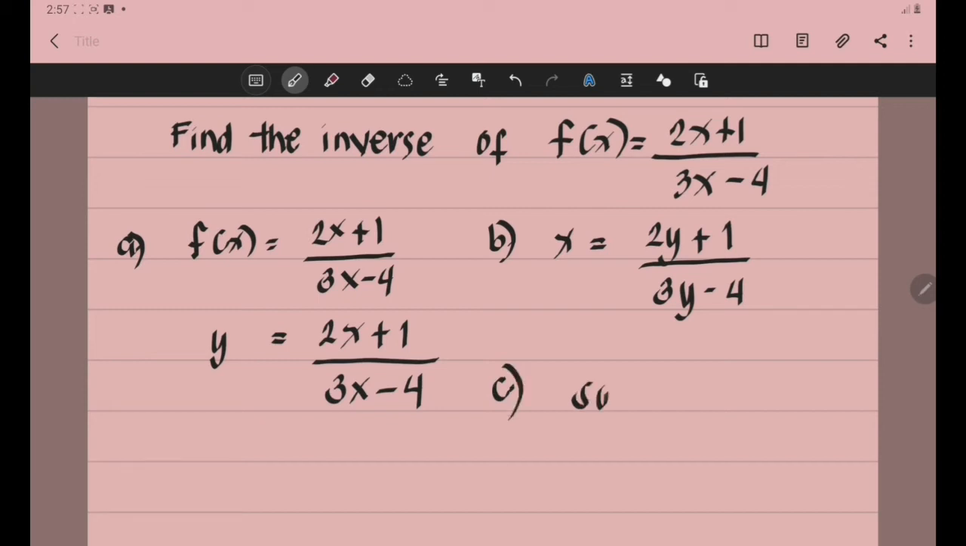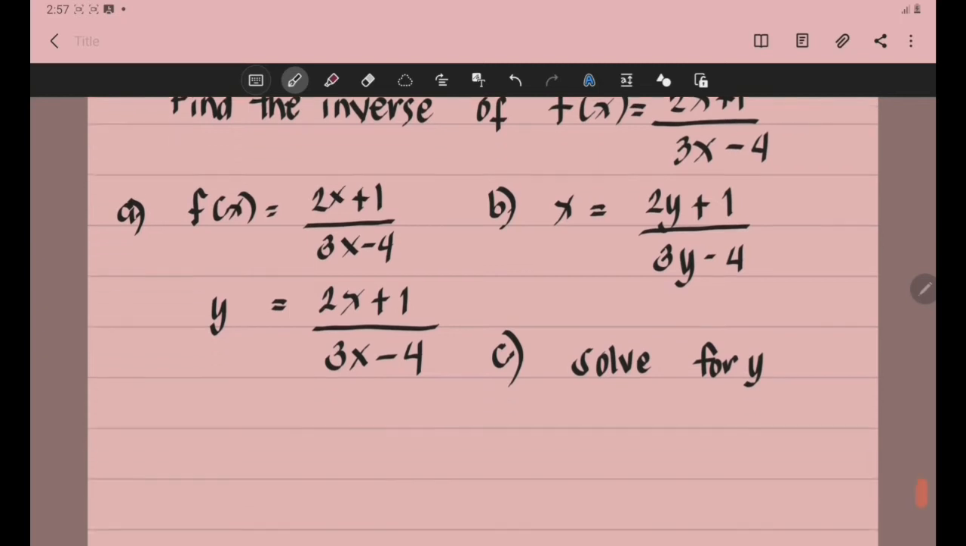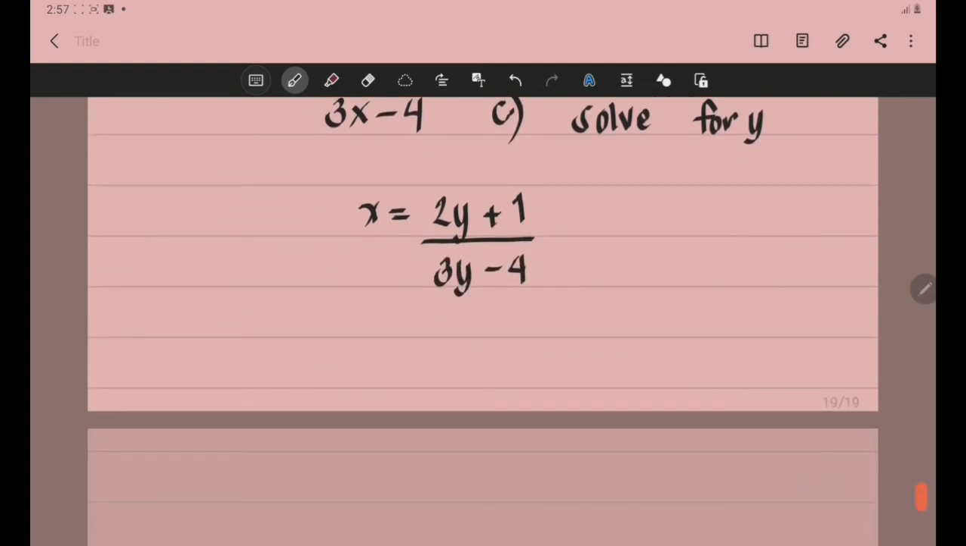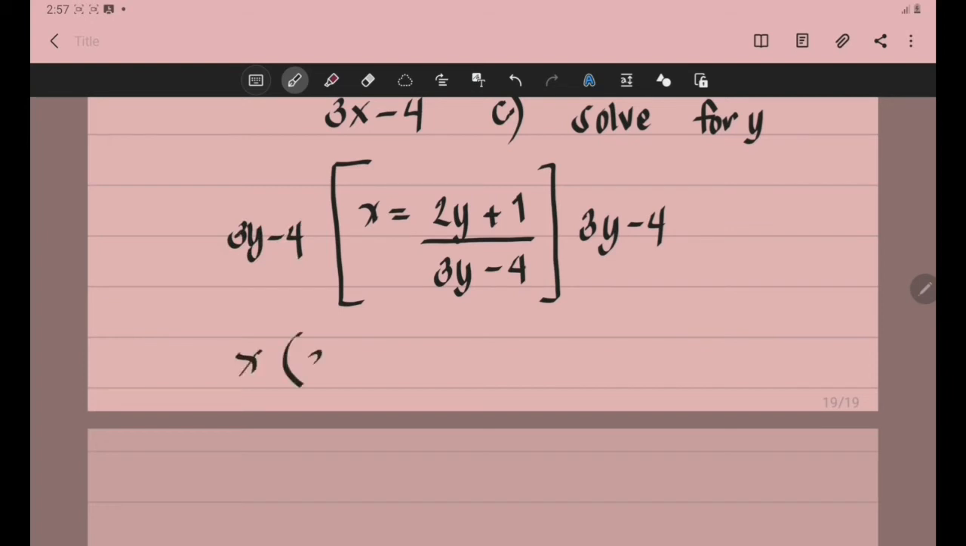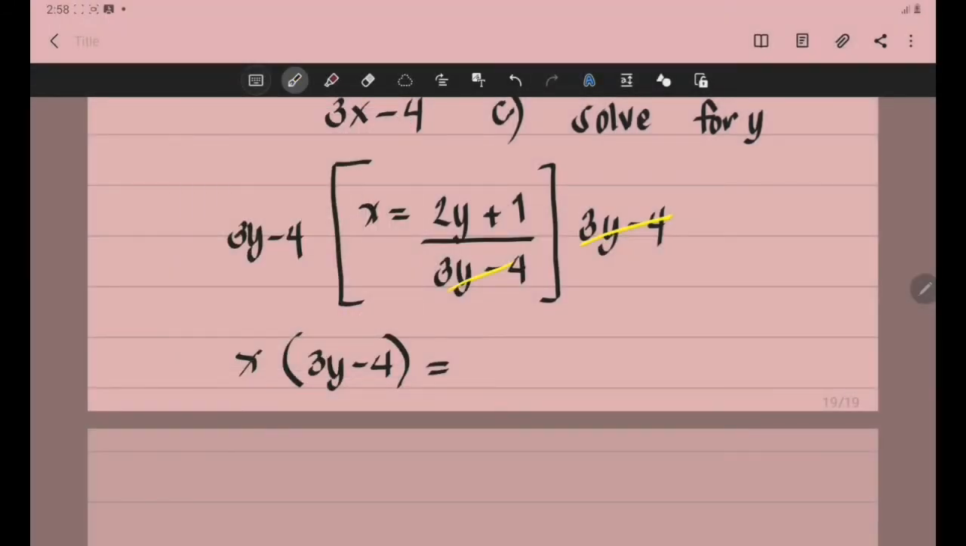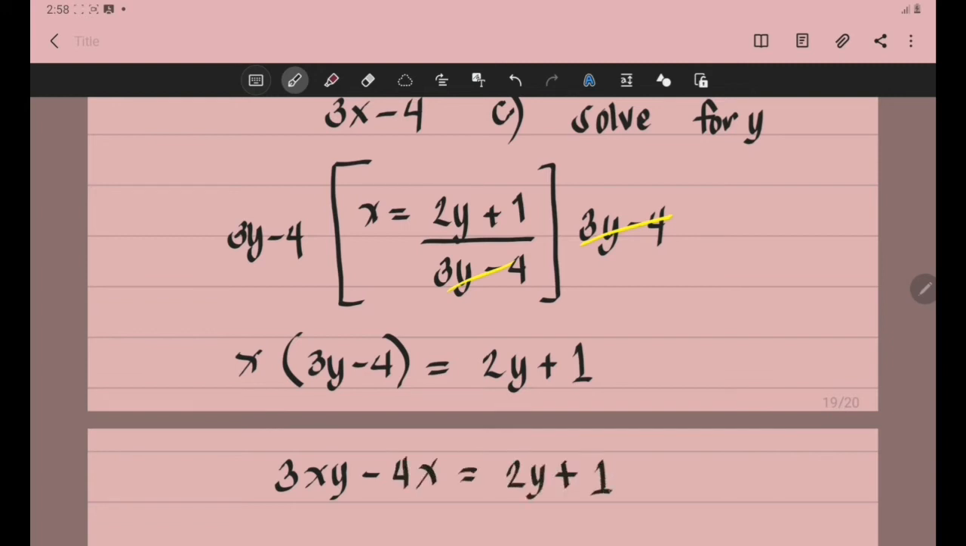For the last step, we have to solve for y in terms of x. So we have x is equals to 2y plus 1 all over 3y minus 4. So for us to solve for y, we have to multiply both sides of the equation by 3y minus 4 to eliminate the denominator. So we have x multiplied by 3y minus 4 is equal to 2y plus 1. So 3y minus 4 on the denominator is now eliminated. So using the distributive property, we will have 3xy minus 4x is equals to 2y plus 1.